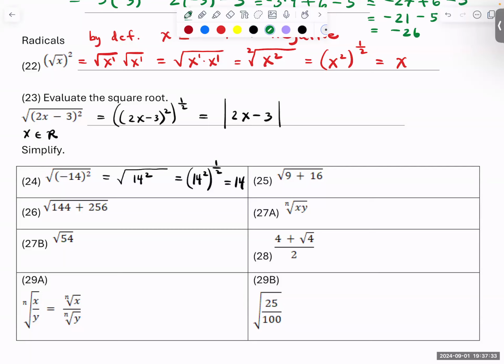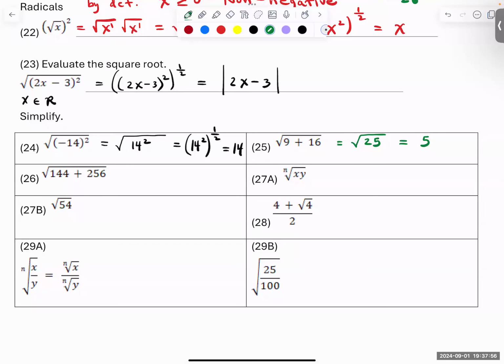25. The principal square root of the sum. The order of operations says do the operation inside of the grouping symbol, which is a principal square root. So we have the principal square root of 25. 25 is a perfect square, and the principal square root is 5.